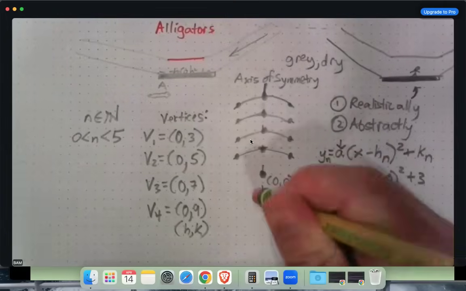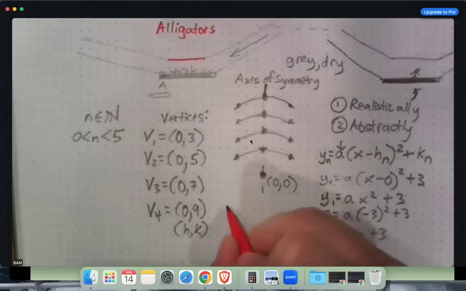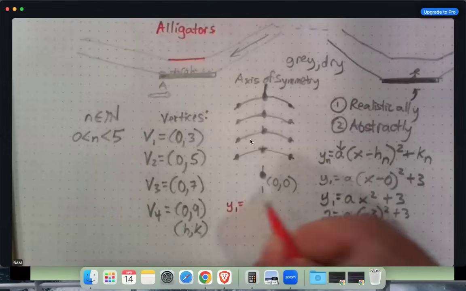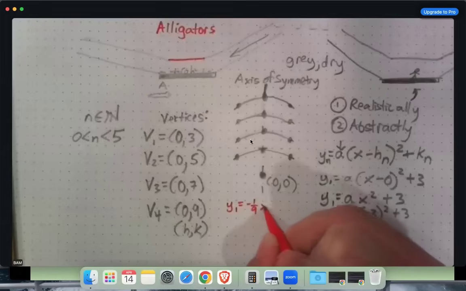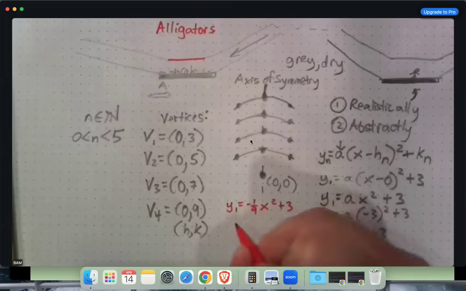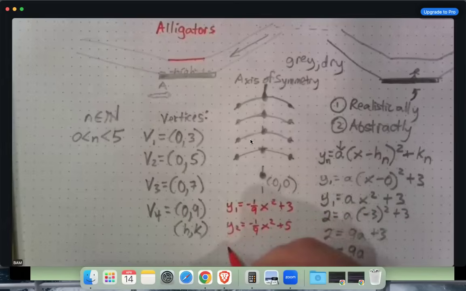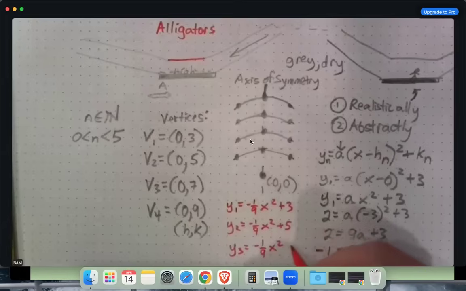So now I'll put my answer. y sub 1 equals negative 1/9 x squared plus 3. y sub 2 is negative 1/9 x squared plus 5. And so on.